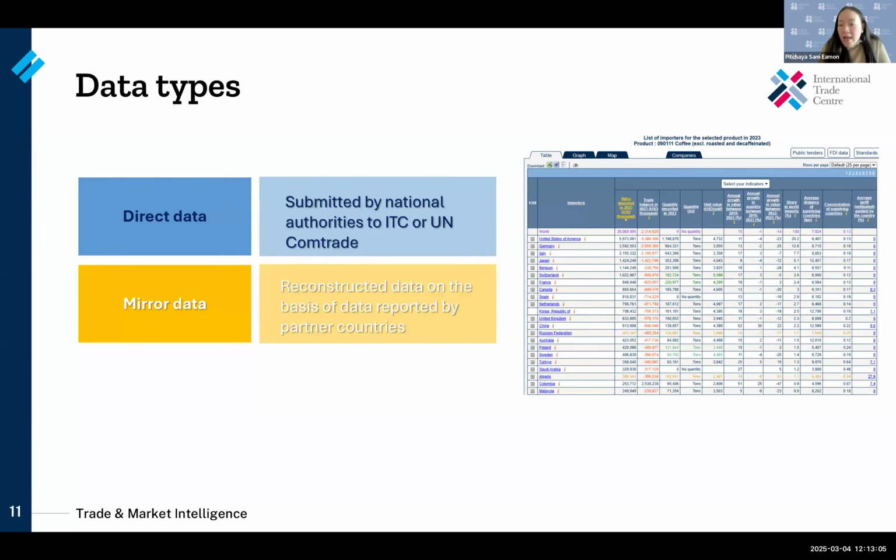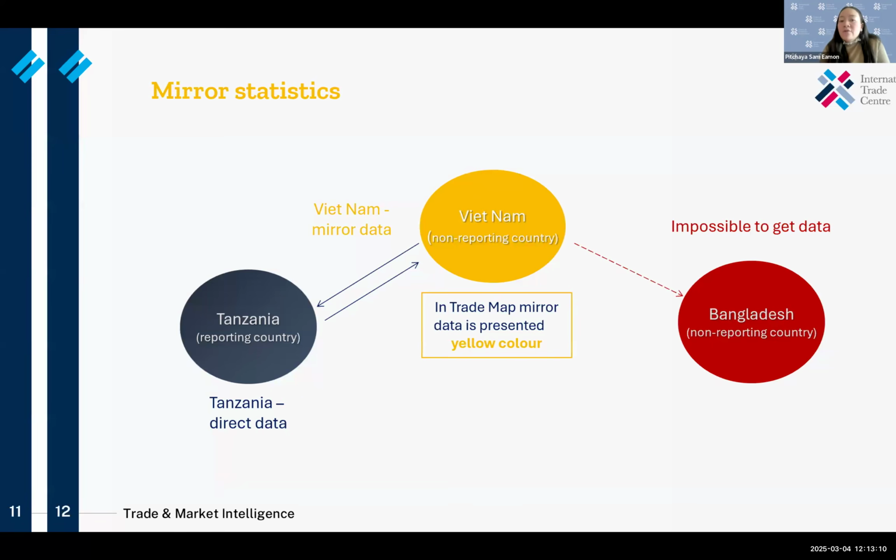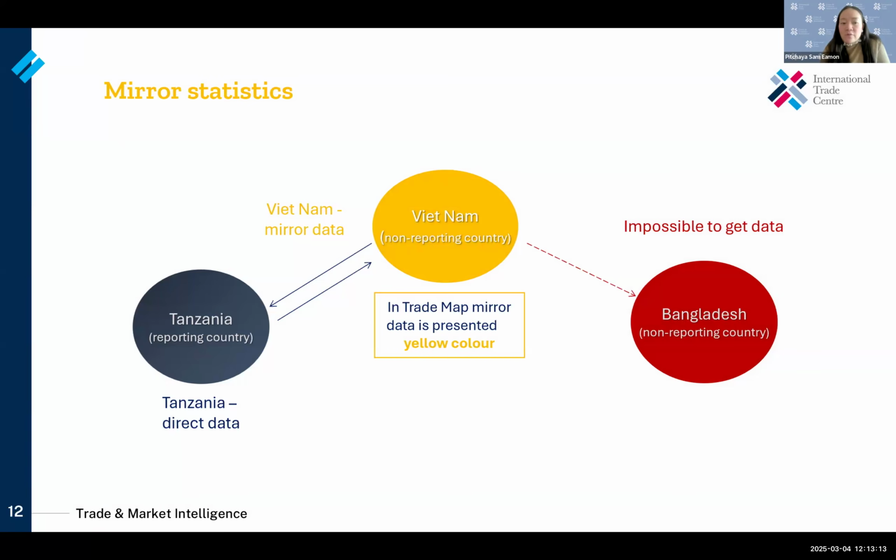What do you mean? You ask, Sam, what do you mean by mirror statistics? It's very simple. If you just look at this particular graph, you will see that, for example, Tanzania is a reporting country. So we have the direct data from Tanzania, and the number will be in dark blue in TradeMap. However, for countries like Vietnam that don't report trade statistics, we can still use mirror statistics. So basically, we use the data that is reported by its partner countries to reflect the trade statistics of Vietnam.